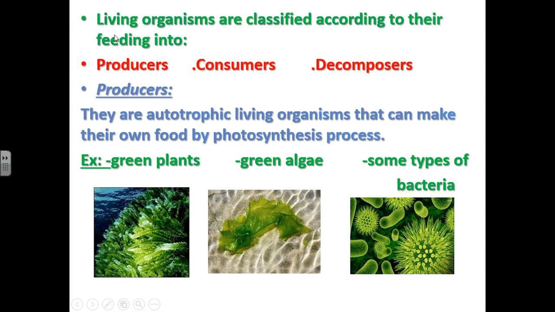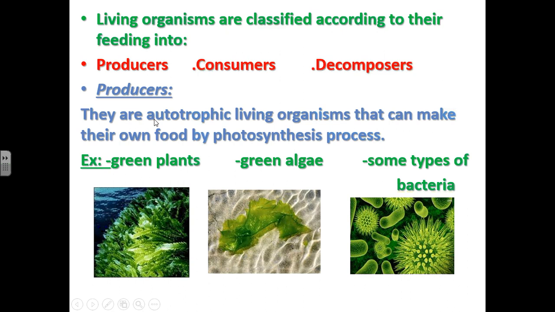Living organisms are classified according to their feeding. We have 3 types of living organisms. According to their feeding, how can they feed? First of all, we have the producers. Repeat after me. Producers. Consumers. Decomposers. First of all, we are going to study producers.